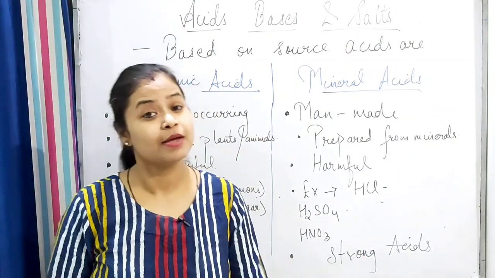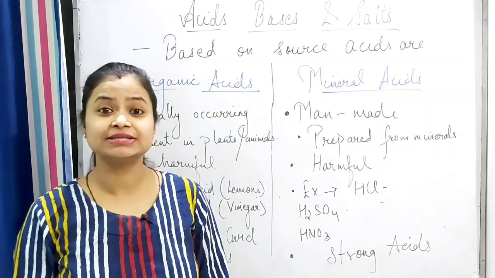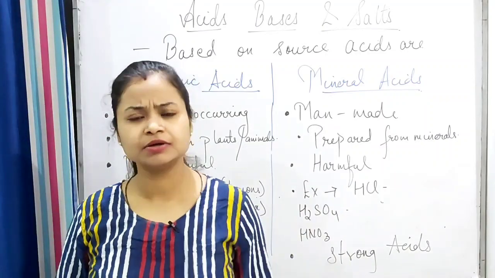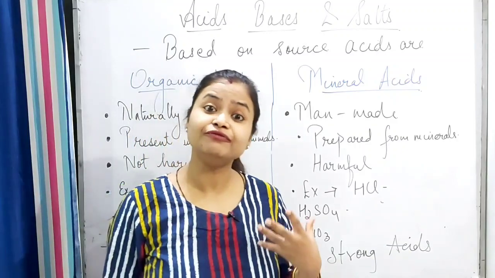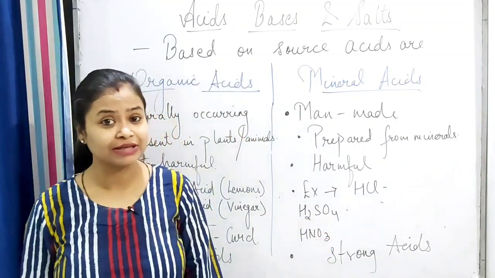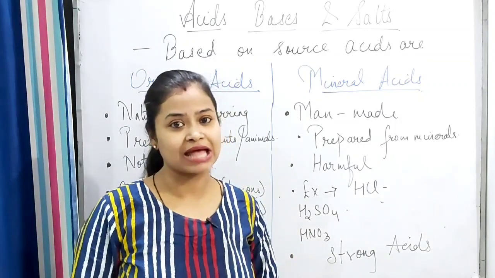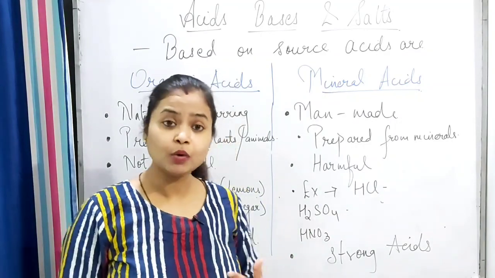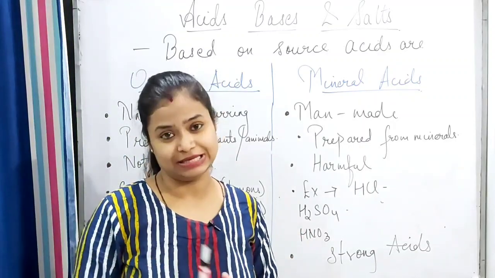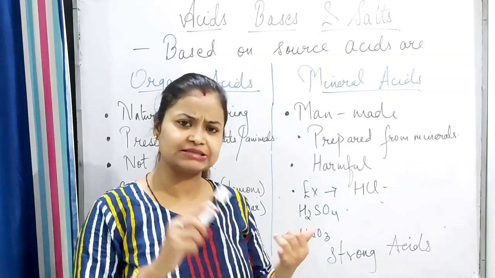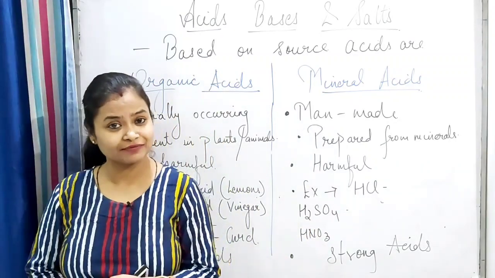Hello students, welcome back. In our previous video we studied the indicators, that is, how we can find out the different types of substances, whether they are an acid, base or a salt. Now here we are going to study these different substances in detail, like acid, base and salts in detail. So let us start the video.